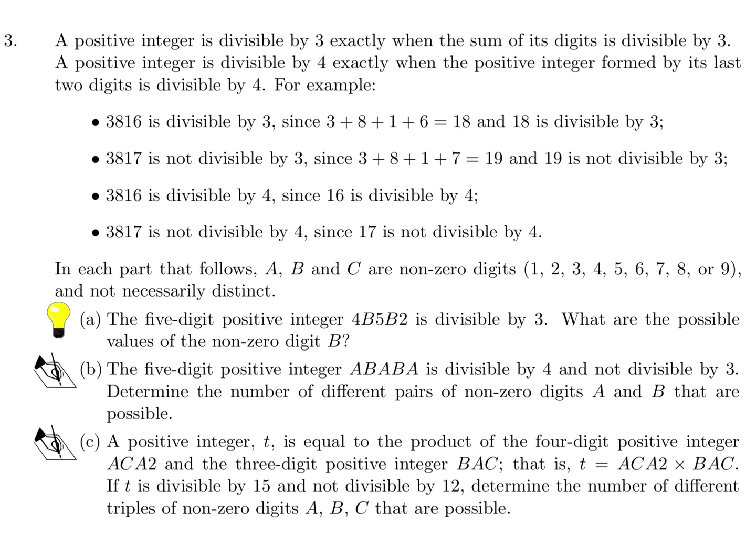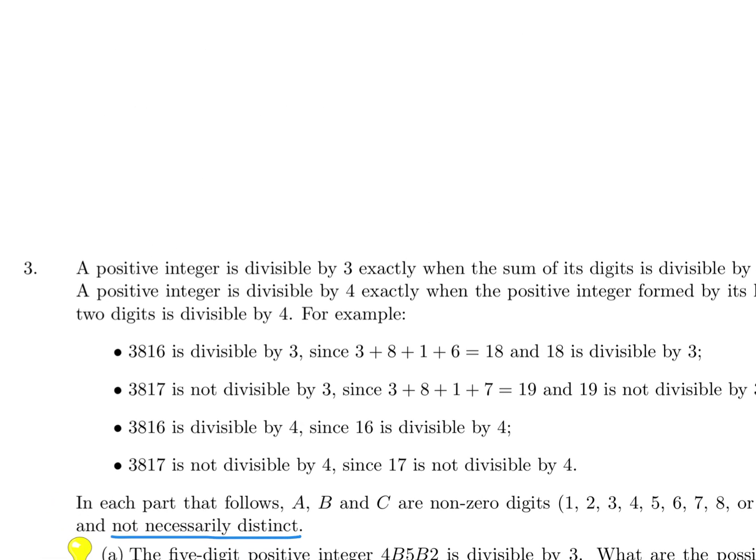Each of the parts A, B, C are non-zero digits from 1 through 9, not necessarily distinct. The 5-digit positive integer 4b5b2 is divisible by 3. What are the possible values of the non-zero digit b? Okay, so we have 4b5b2, and they're saying it's divisible by 3.